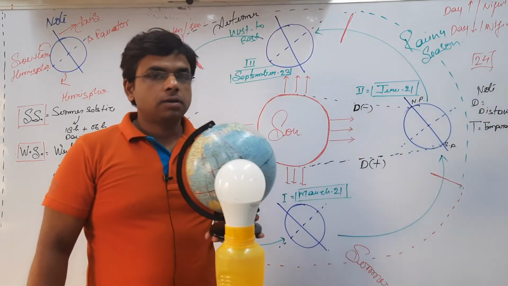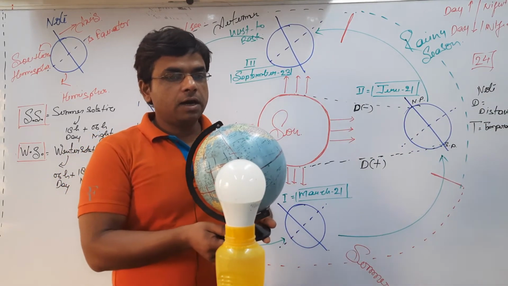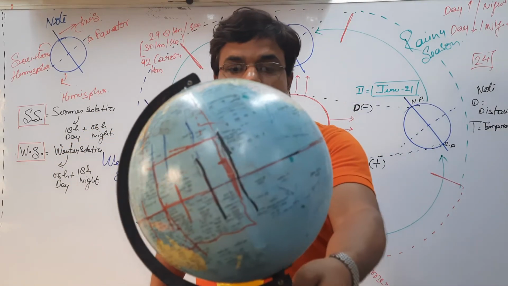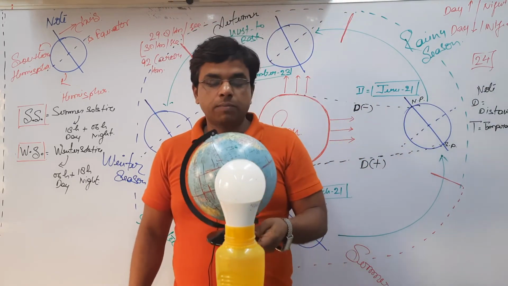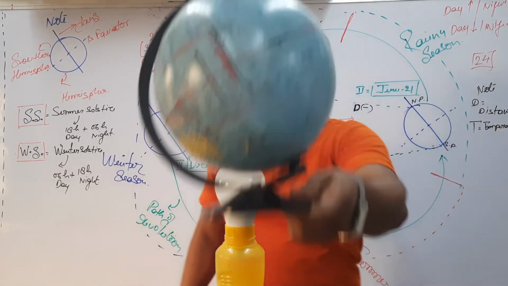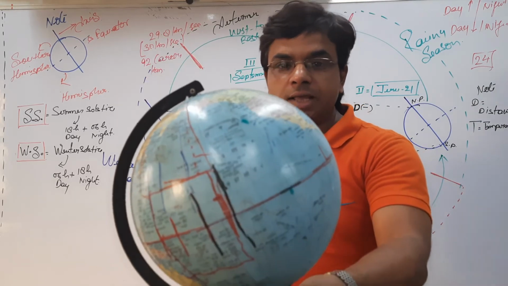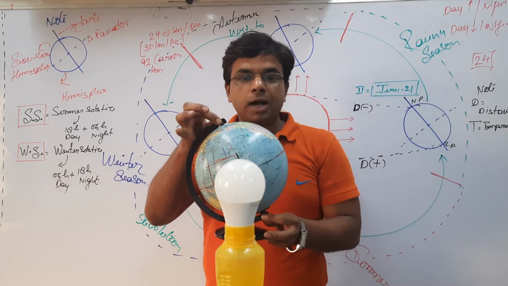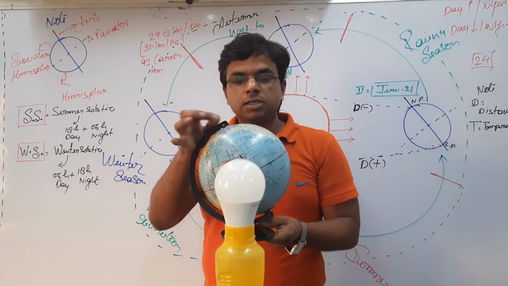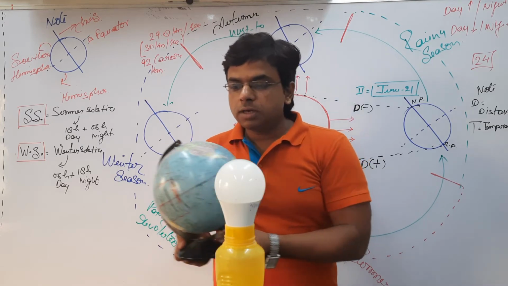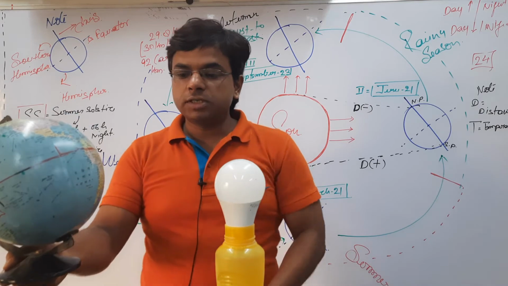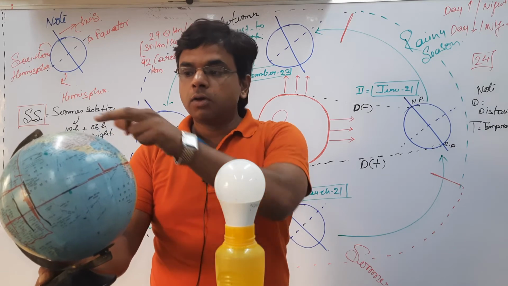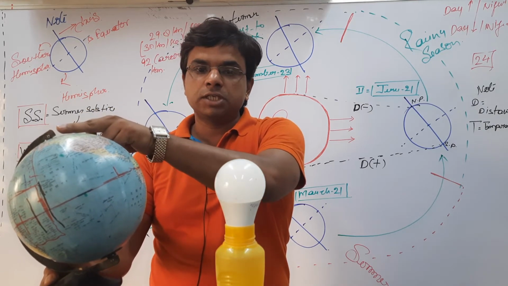Now come here again, revolution, and the earth is at the position of the 23rd of September. This one was the 21st of March and this is the 23rd of September, and both are the same. Here the North Pole and the South Pole are maintaining an equal distance from the sun, and here also. And come to here, 22nd of December. The South Pole is maintaining the minimum distance from the sun while the North Pole is maintaining the maximum distance from the sun.